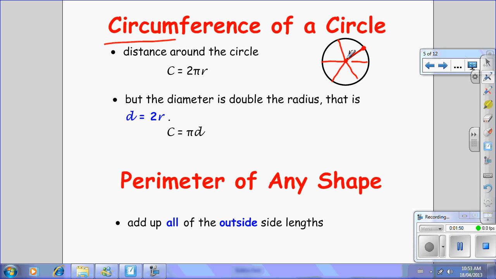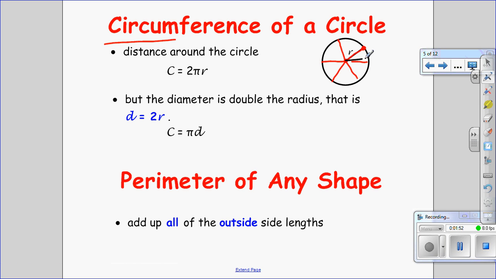If I talk about the diameter of a circle, the diameter goes from one side through the center straight across to the other side. And you'll see that it was actually 2 of the radius. So we can say the distance is equal to 2r. And if the formula for the circumference of a circle is c equals 2 pi r, when I replace the 2r with the diameter, I get c equals pi d. For any other shape, we can just add up all the outside side lengths to find the perimeter.